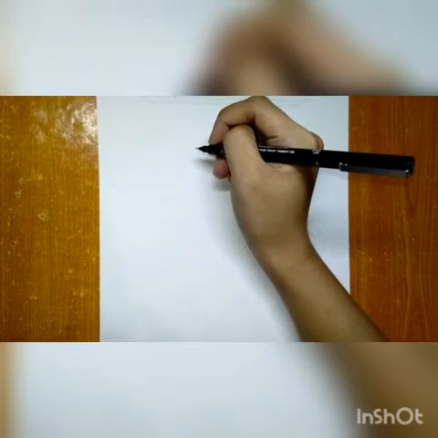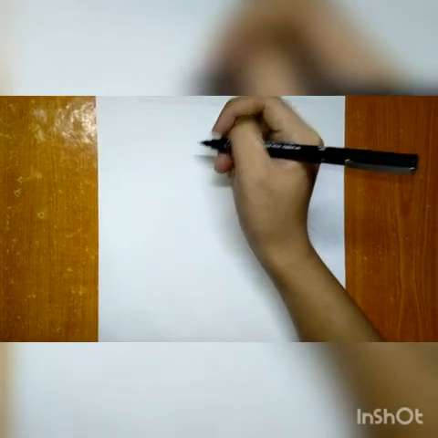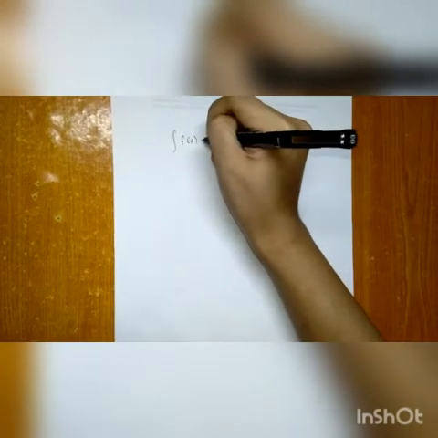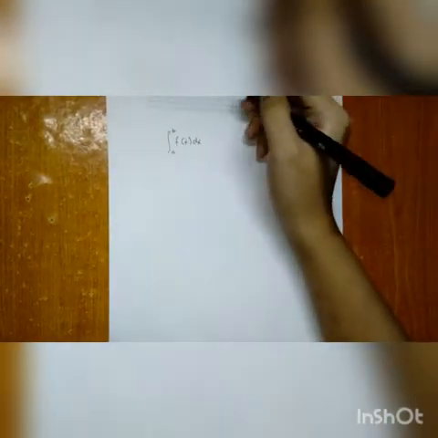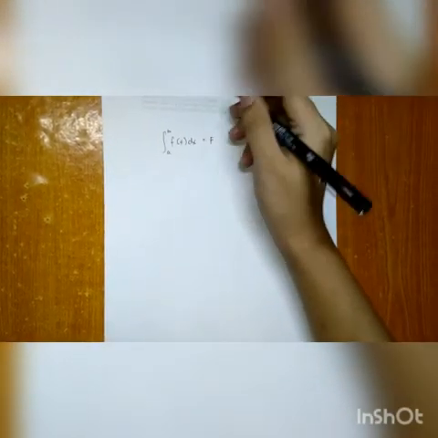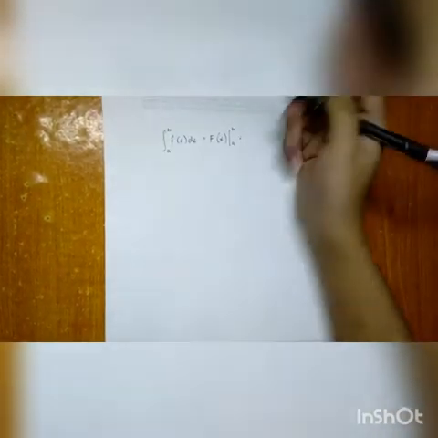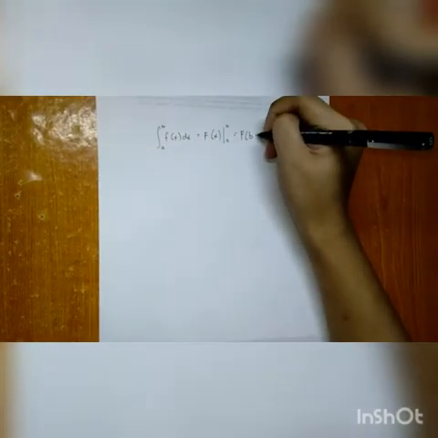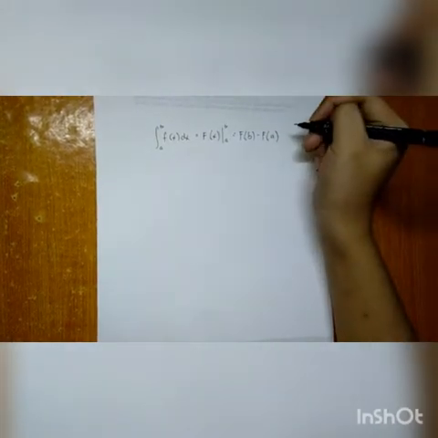First topic for today will be the fundamental theorem of calculus. The formula goes like this: the integral of f of x dx from a to b will be equal to capital F of x evaluated from a to b. That will become capital F of b minus capital F of a. Let's have an example.